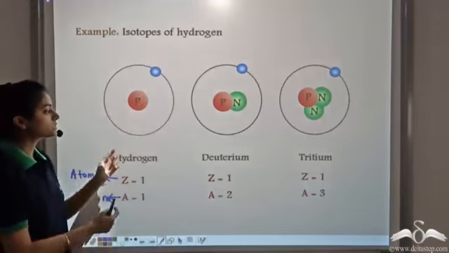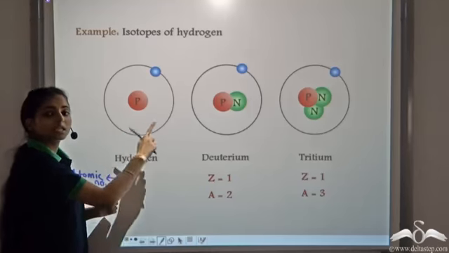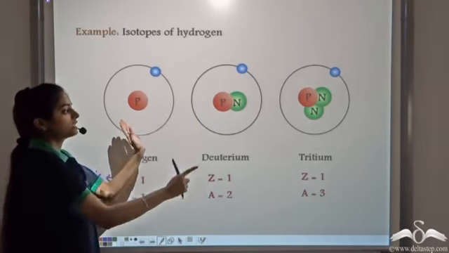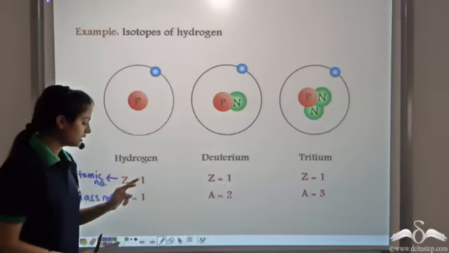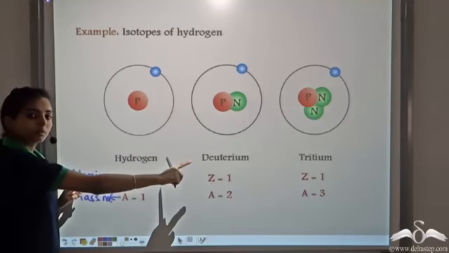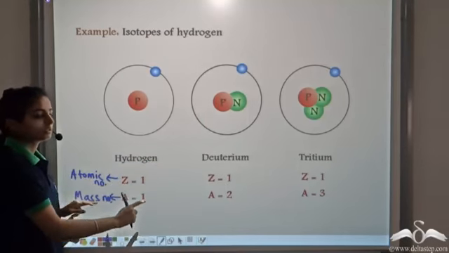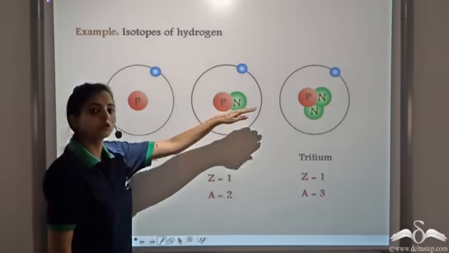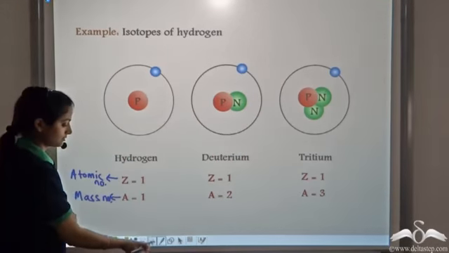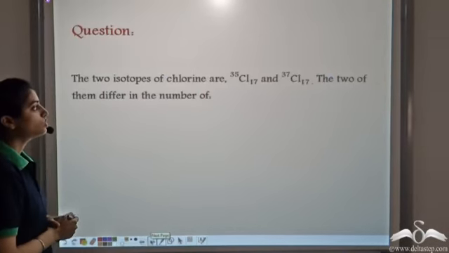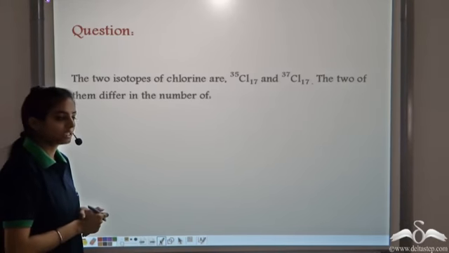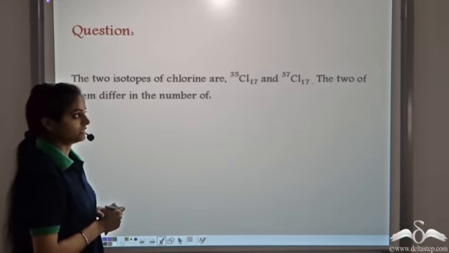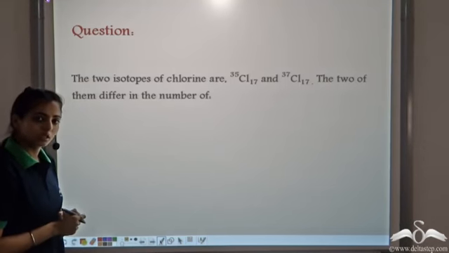So isotopes are the atoms of the same element. These are the atoms of the hydrogen element. They are atoms of the same element having the same atomic number but different mass number. This is because of the change in the number of neutrons. So the two isotopes of chlorine are 35Cl17 and 37Cl17. The two of them differ in the number of neutrons.